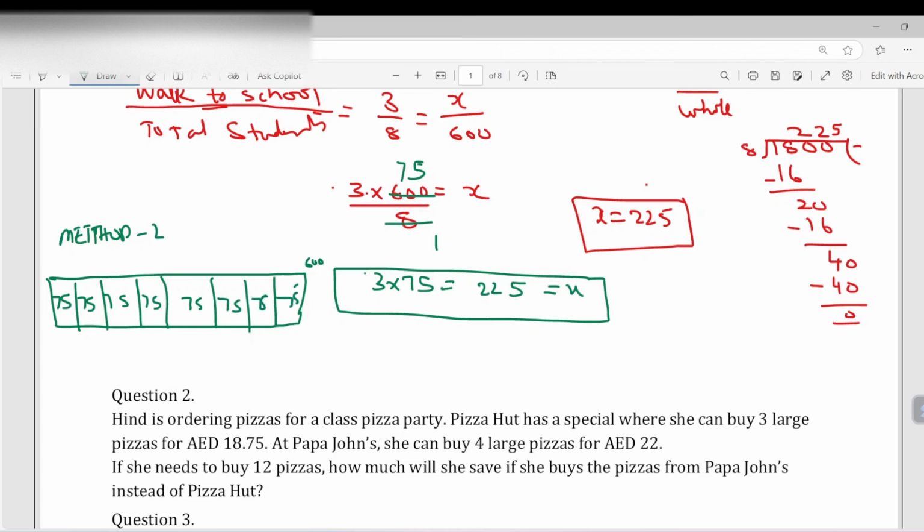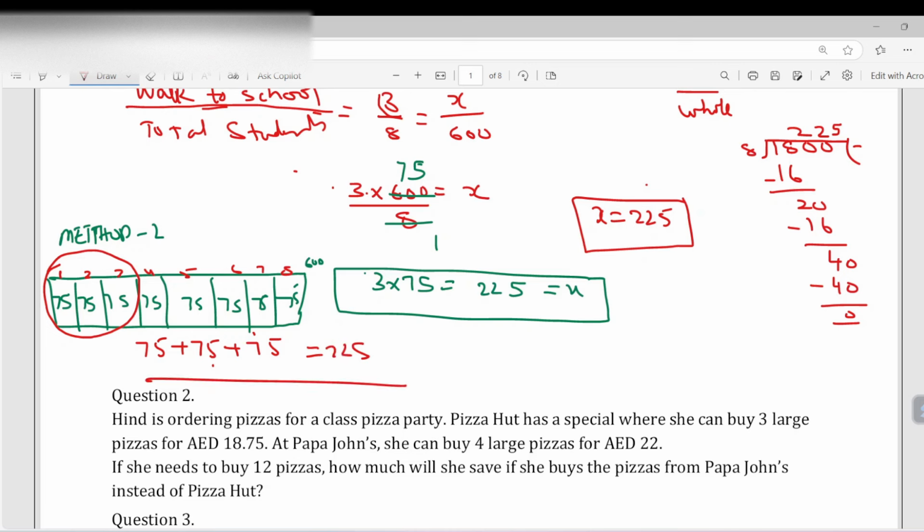How many total are there? Total 8. Please make a count: 1, 2, 3, 4, 5, 6, 7, 8. But out of it, how much do we want? We want 3. So what is 75 plus 75 plus 75? 5 plus 5 plus 5 is 15, carry 1, 7, 7, 14, 21, 22, so 225. Any way you do it, this is the answer.